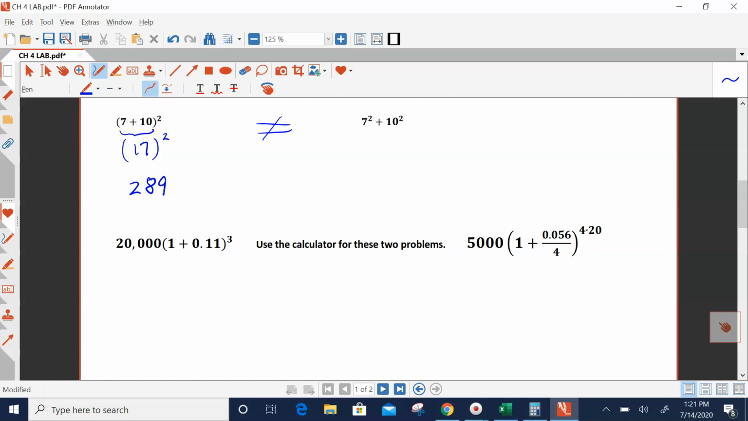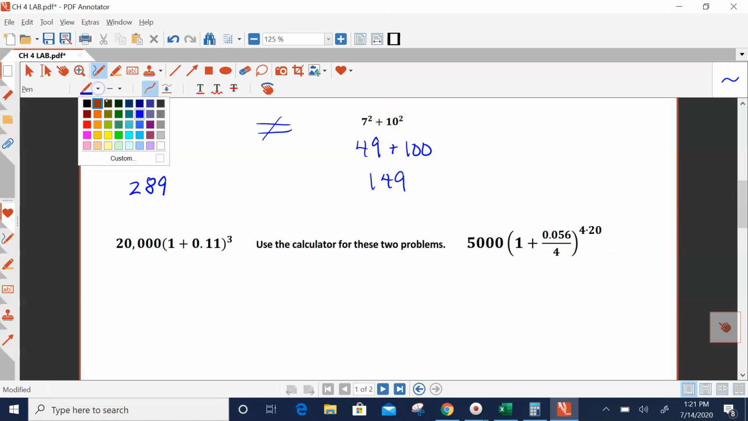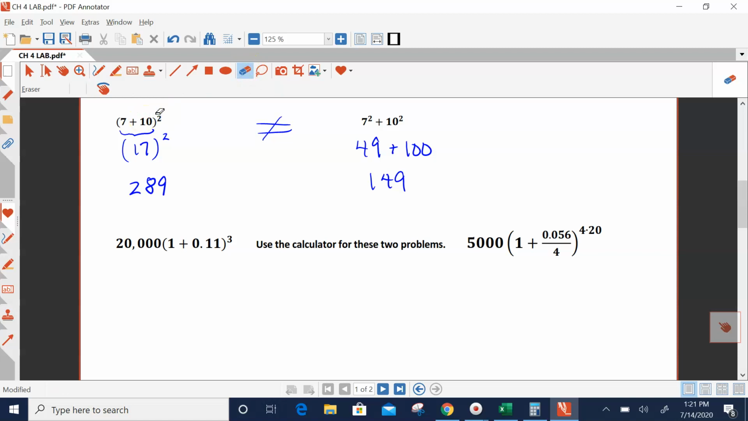Let's look at the other problem, which is 7 squared plus 10 squared. Well, 7 squared is 49, and 10 squared is 100, and when I add those up, I get 149. So we see that 7 plus 10 all squared is not the exact same as 7 squared plus 10 squared. This is just reinforcing the concept that when you have an exponent outside a set of grouping symbols and there's addition or subtraction in there, you cannot distribute the square to each element inside. That is not algebraically sound.